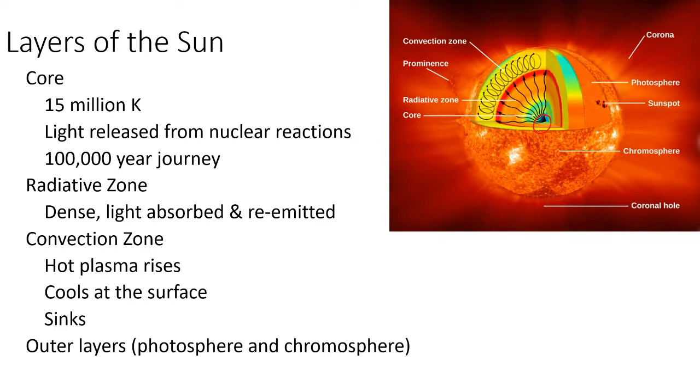But what's really, really incredible is it takes 100,000 years for that photon to go from the core of the sun out to the edge. And then once it leaves, 8 minutes to get to Earth. So it's incredible to say, well, why does it take 100,000 years? Well, the next zone out, and we can see in the picture, is called the radiative zone.